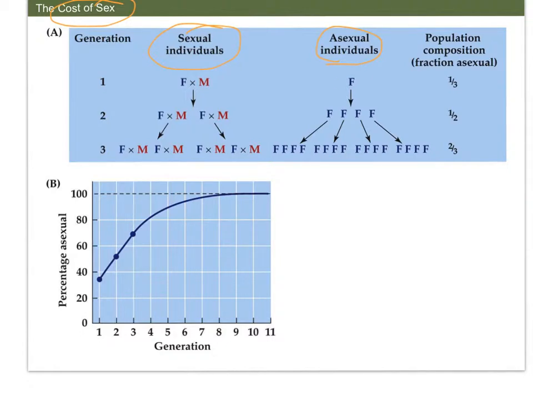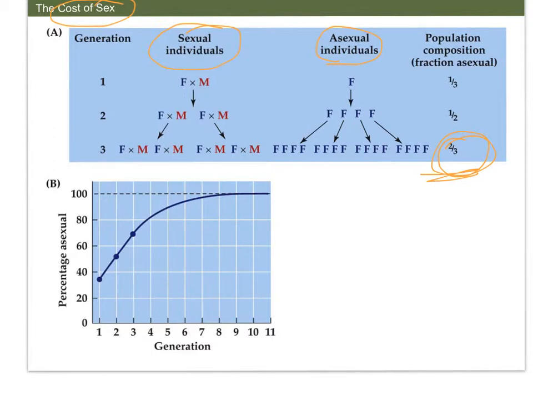And then by the second generation, if each of these females produces 4 offspring, over here 2 of them are male. But by the second generation, half of the population is going to be asexual, 4 and 4. And by only the third generation, with each of them producing 4 offspring, the composition of the population that is asexual, now we have 2/3. 2/3 of the population here is now asexual.